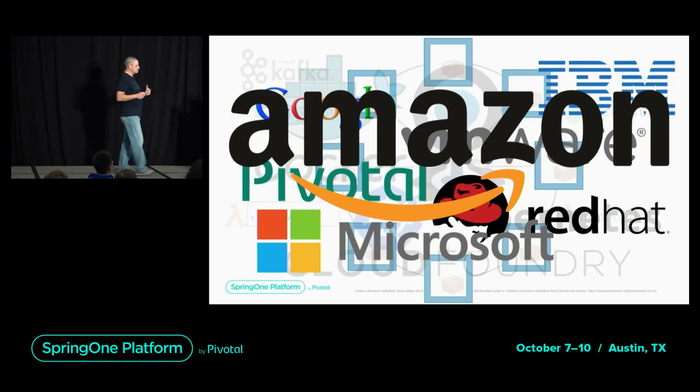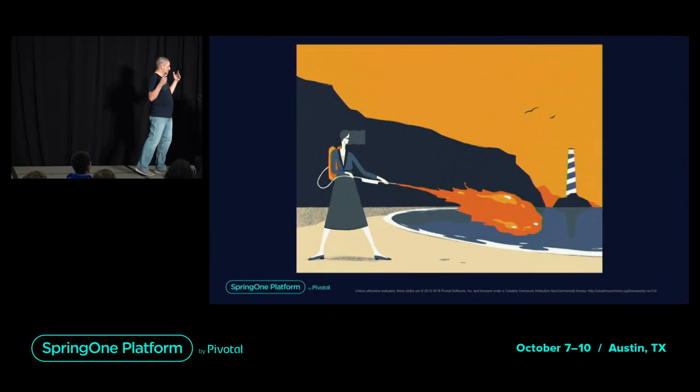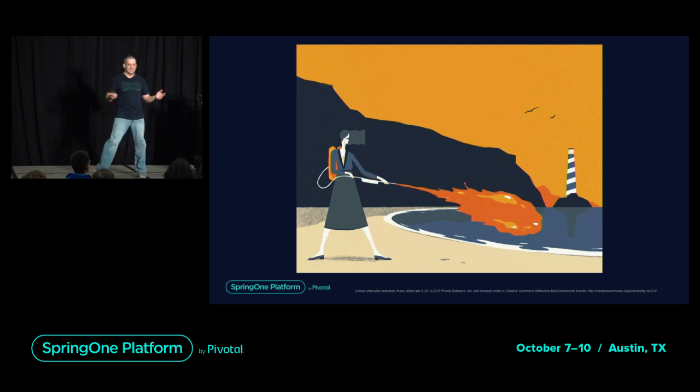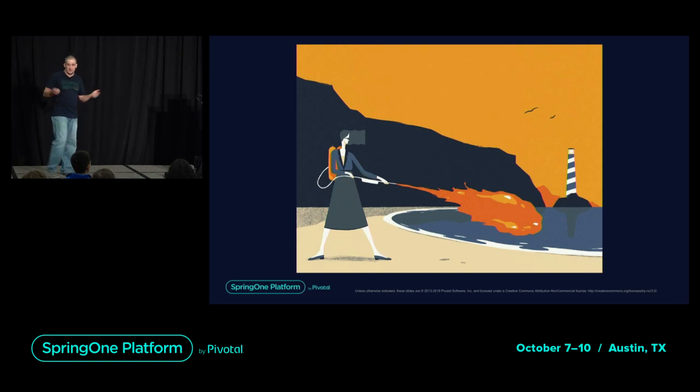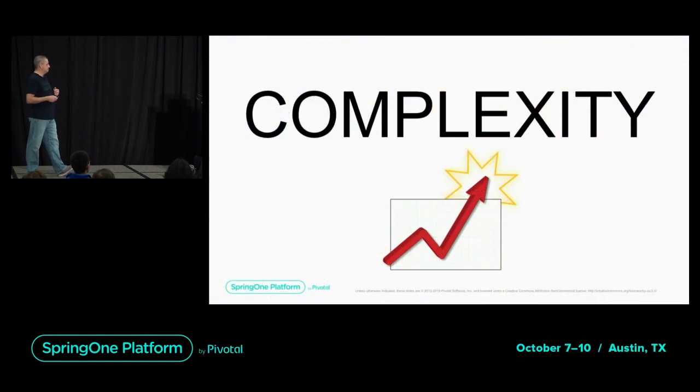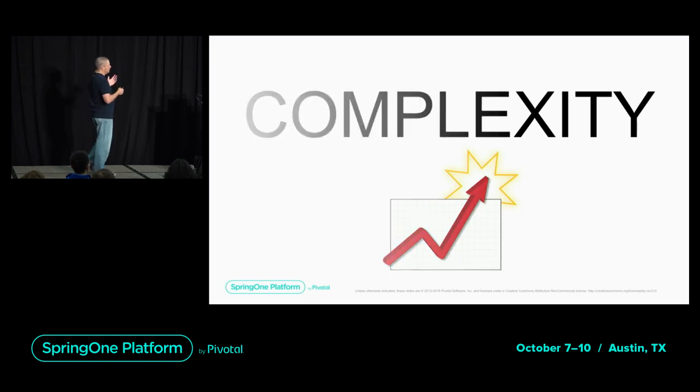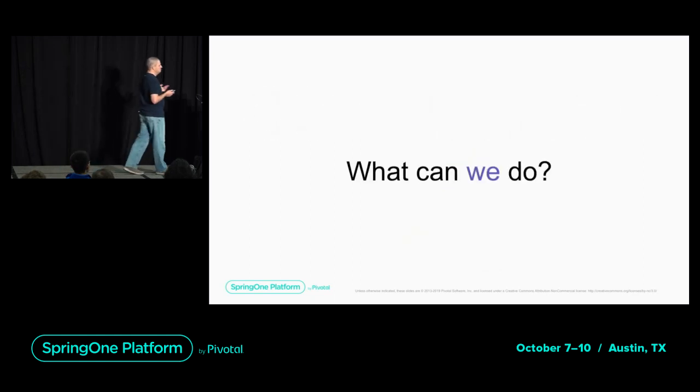So what we're left with is just an enormous amount of complexity boiling in the ocean, trying to solve maybe a rather simple problem. And so complexity is just off the chart. So how might we solve that problem?